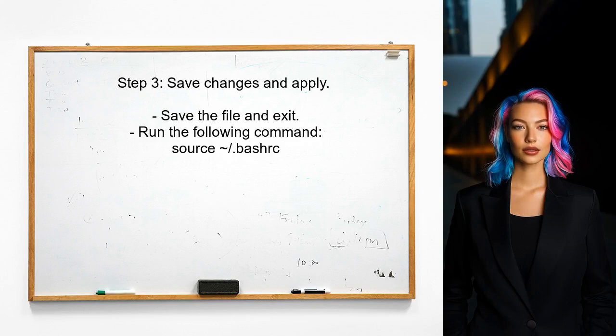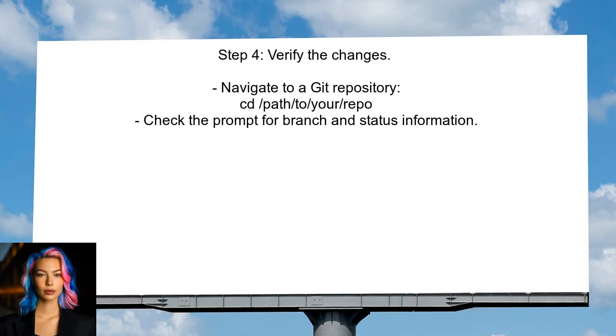To apply the changes, they should then run a command to reload the .bashrc file. Finally, the user can navigate to any Git repository in the terminal. They should now see the current branch and the status of their Git repository displayed directly in the prompt.